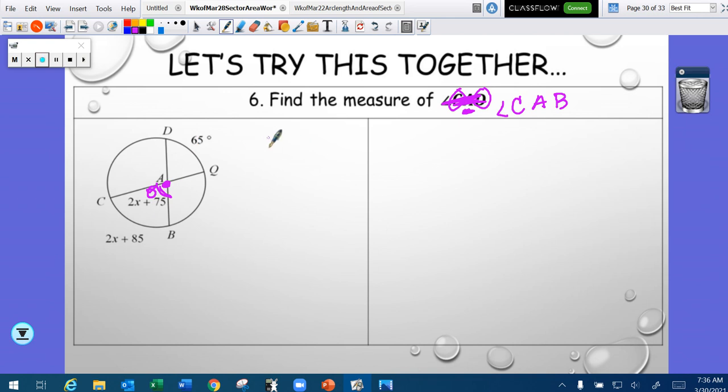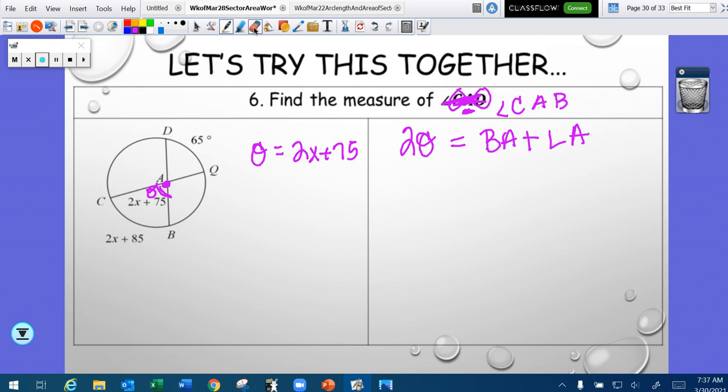So since the angle is on the inside, we're going to use a different formula. Well, it's the same one. We're just going to do big arc plus little arc since the angle is inside of the circle. In means add, out means subtract. That's the best way I can tell you to remember that. Okay, so my theta is 2x plus 75.